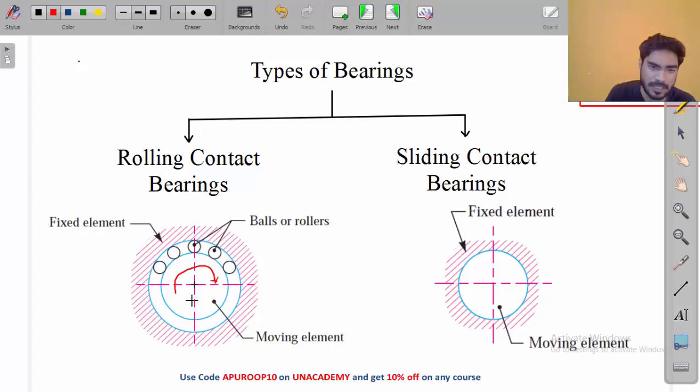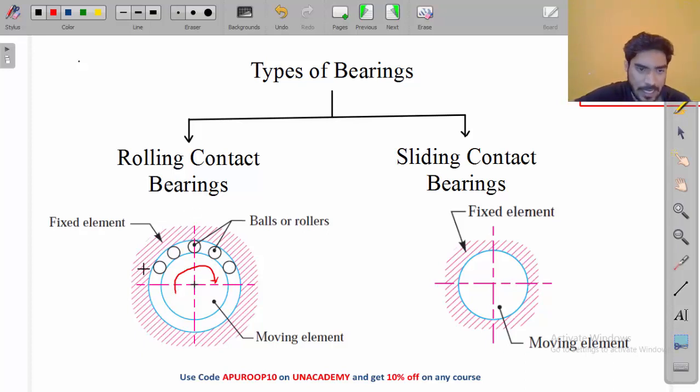Between the moving element and the fixed element, there are balls. When the shaft rotates, the balls will start to roll. So what type of contact will be there? Rolling contact. Do you understand this, my friend?